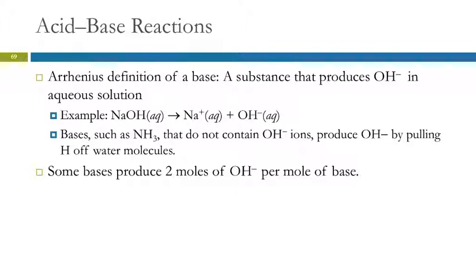The Arrhenius definition of a base is a substance that produces hydroxide ions in aqueous solution. So sodium hydroxide, soluble ionic compound, when that dissociates, we form sodium ions and hydroxide ions. There are the hydroxide ions. This is a base. There are other bases, such as ammonia, that don't have hydroxide ions in them, but they still produce hydroxide ions by pulling a hydrogen off of water molecules.